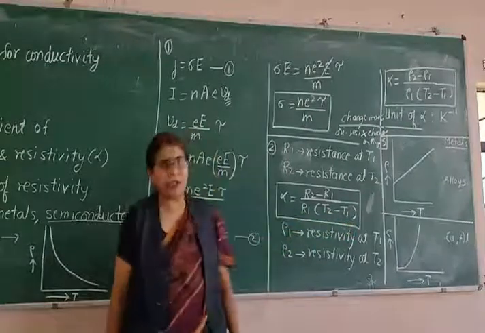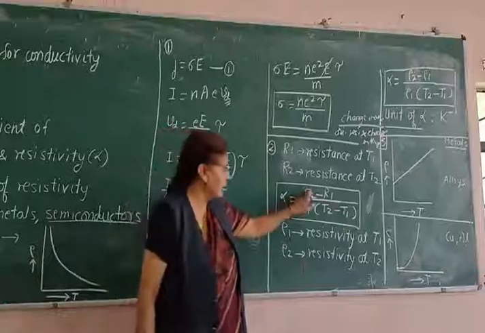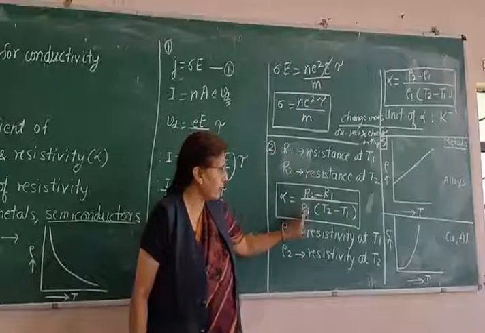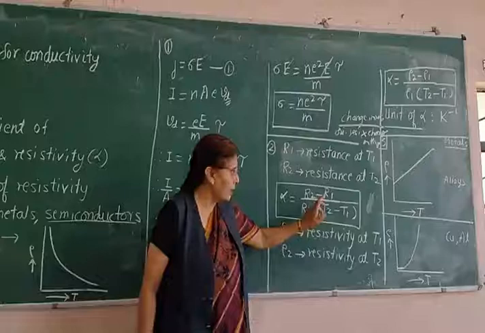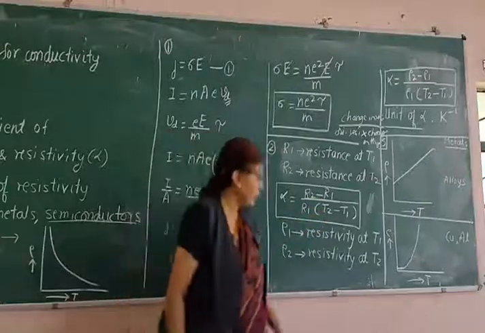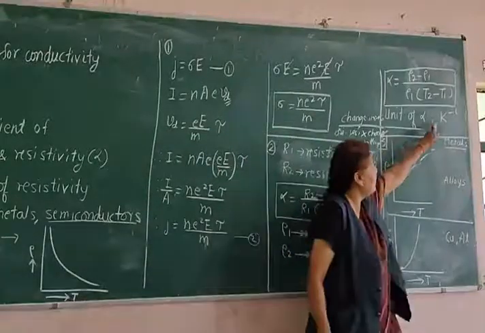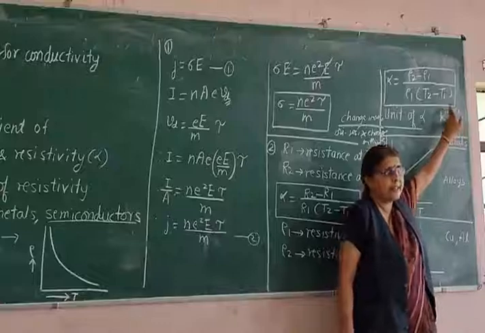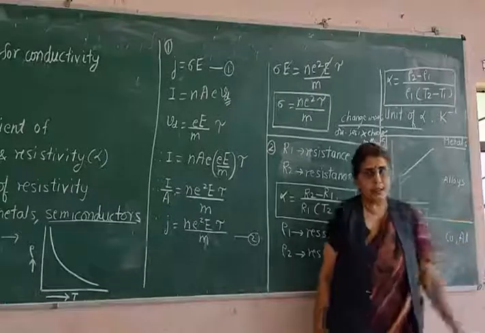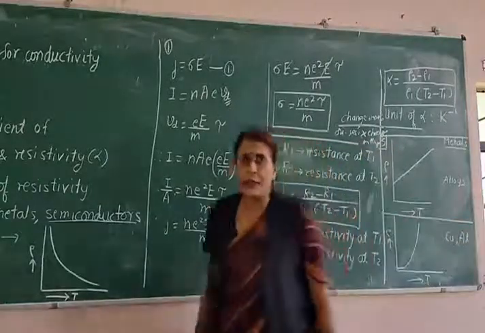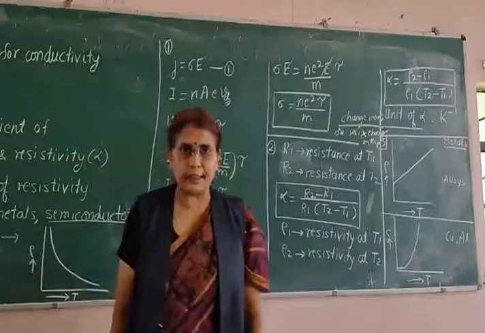Now if you want to write the unit of alpha, this resistance unit and this resistance unit get cancelled. You are left with 1 upon T. So if you express T in Kelvin, the SI unit of alpha will be per Kelvin, or you can write it as K raised to minus 1. So this is the simple definition of temperature coefficient of resistance.